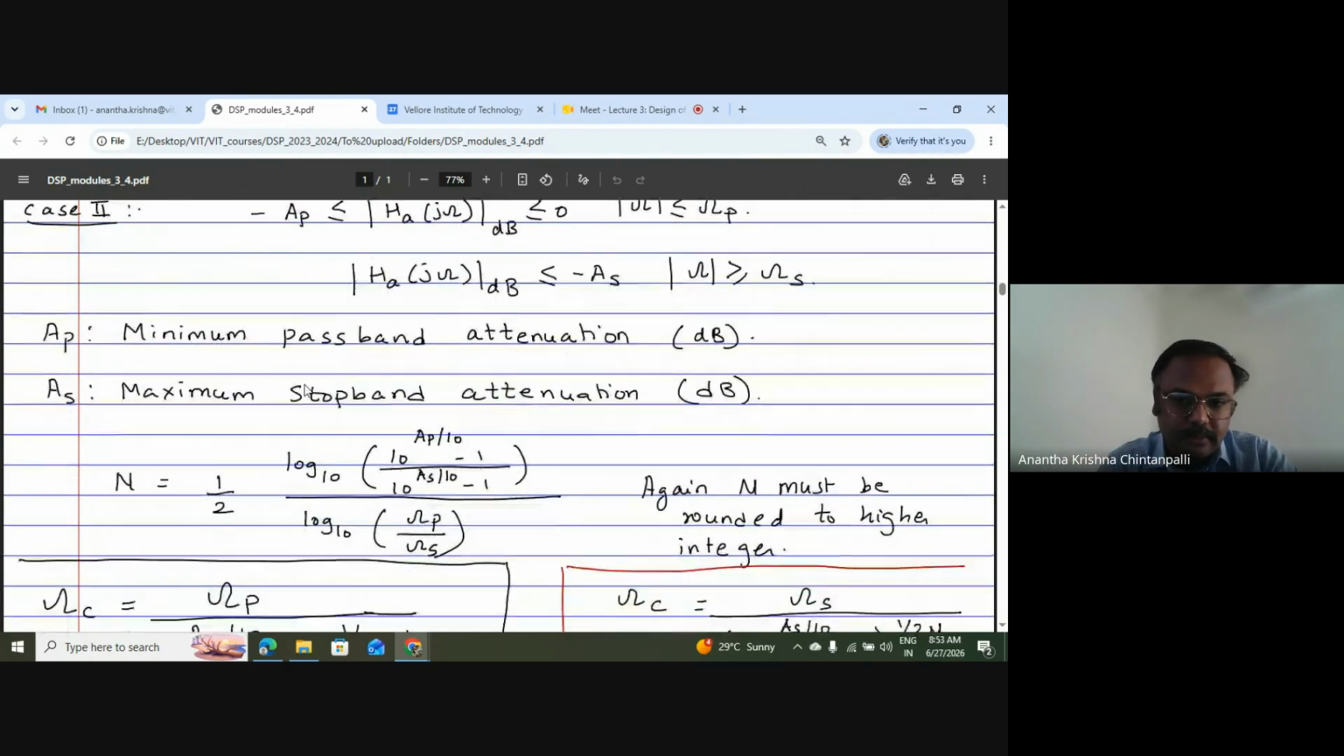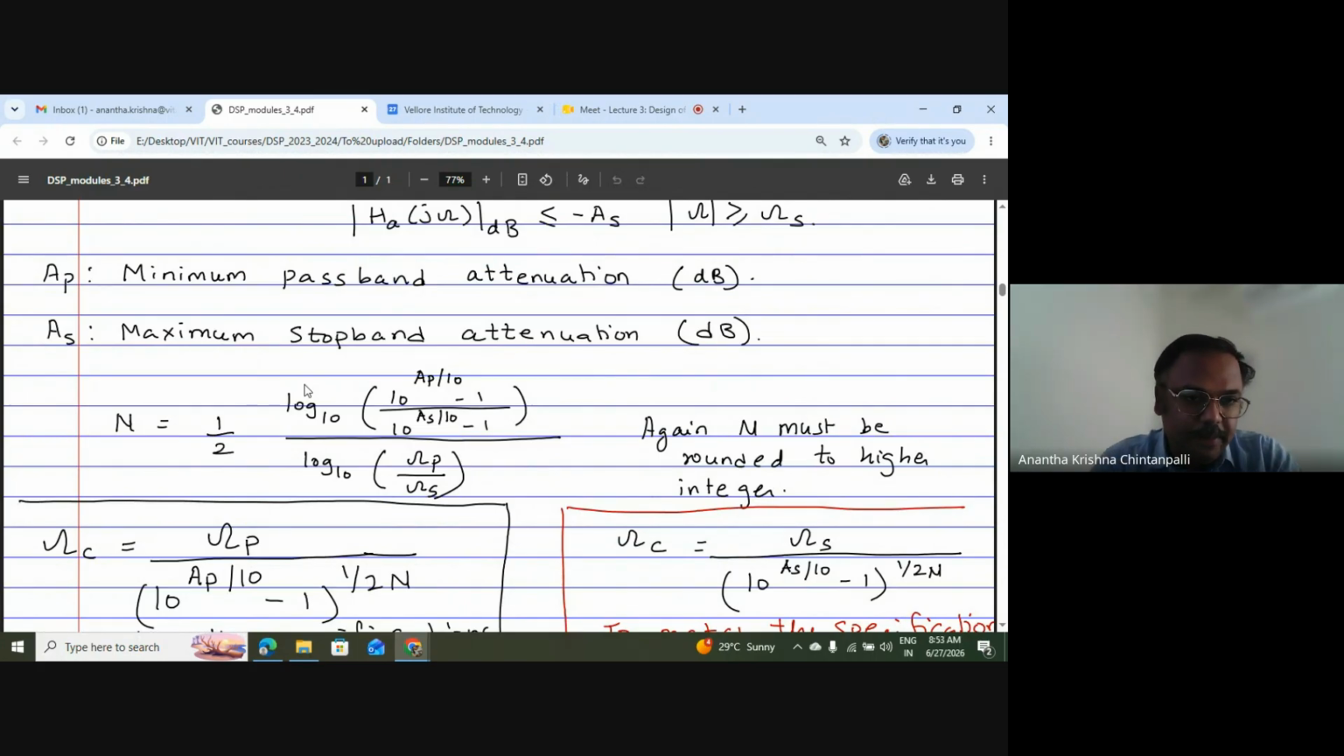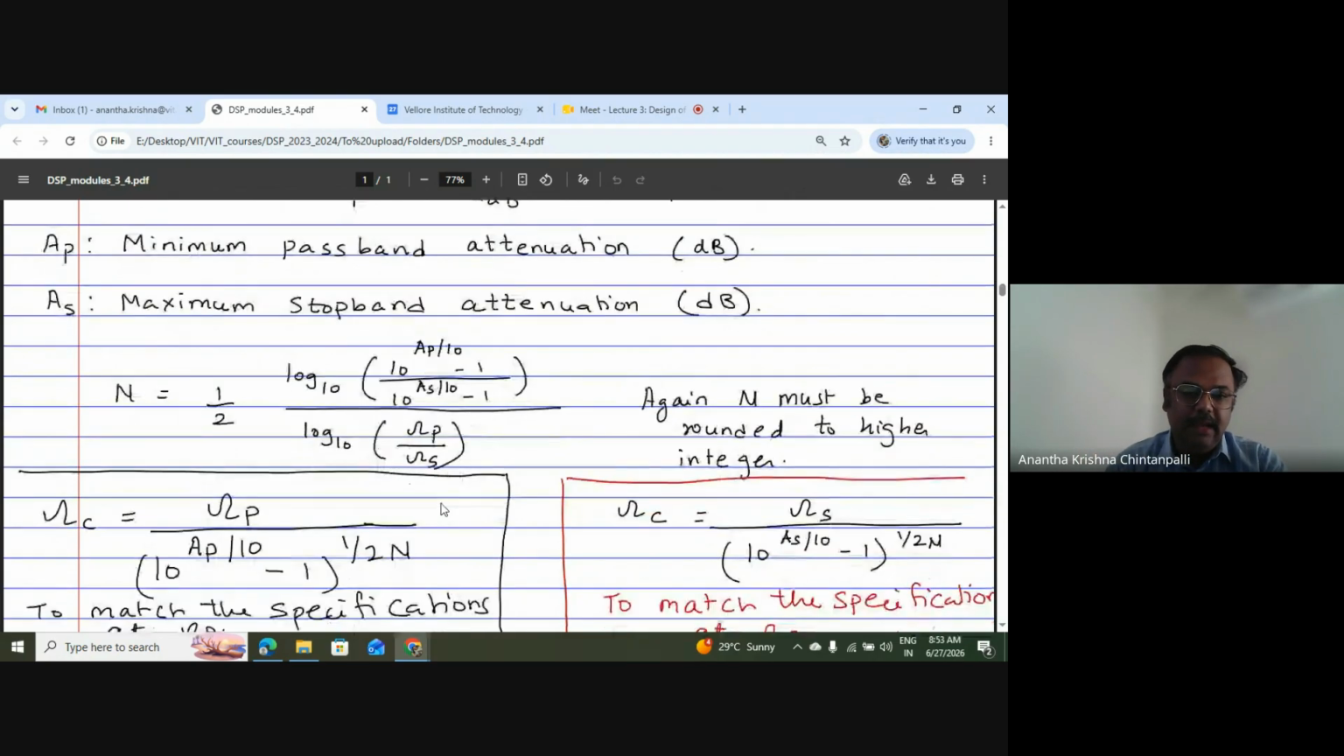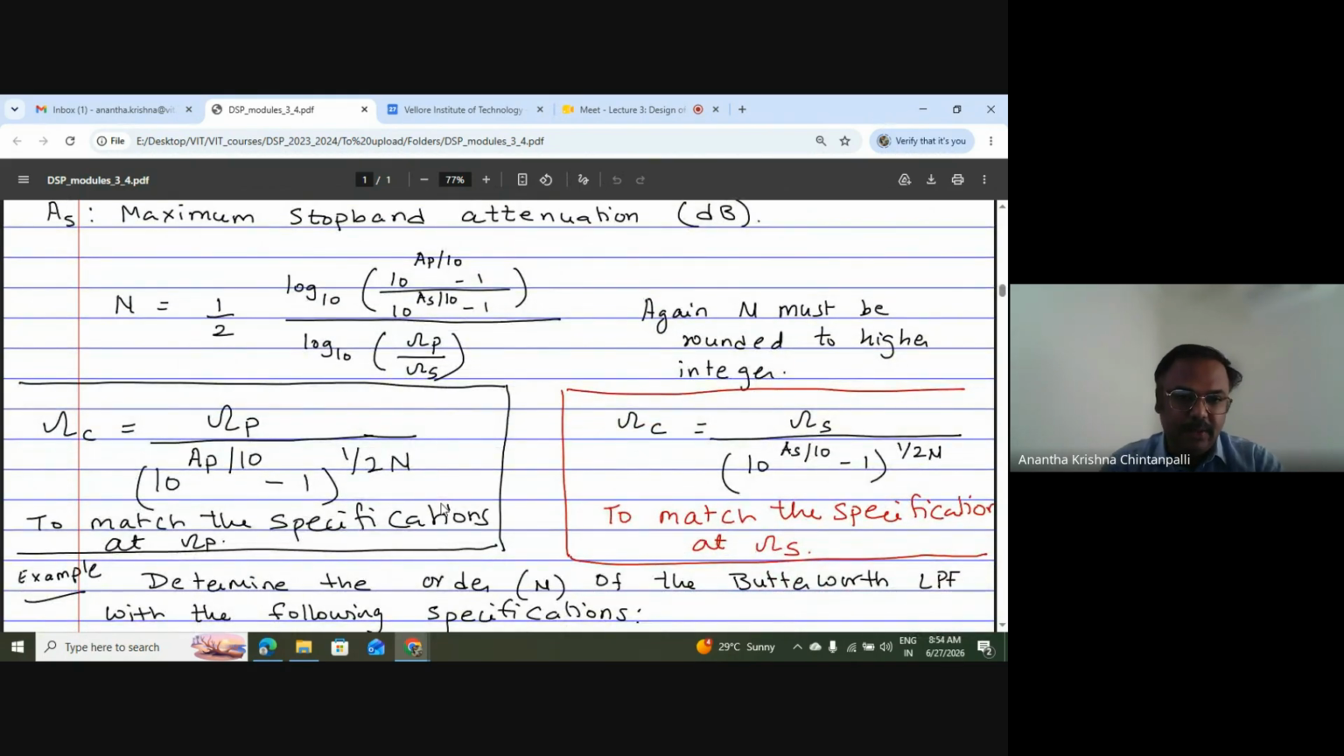Now, how do you compute the value of n? It is half log 10 of 10 to the power of AP divided by 10 minus 1, divided by 10 to the power of AS divided by 10 minus 1, divided by log 10 of AP divided by AS. Again, n must be rounded to a higher integer. If you want to match the specification with respect to omega p, you take omega c equal to omega p divided by 10 to the power of AP divided by 10 minus 1, to the power of 1 over 2n.